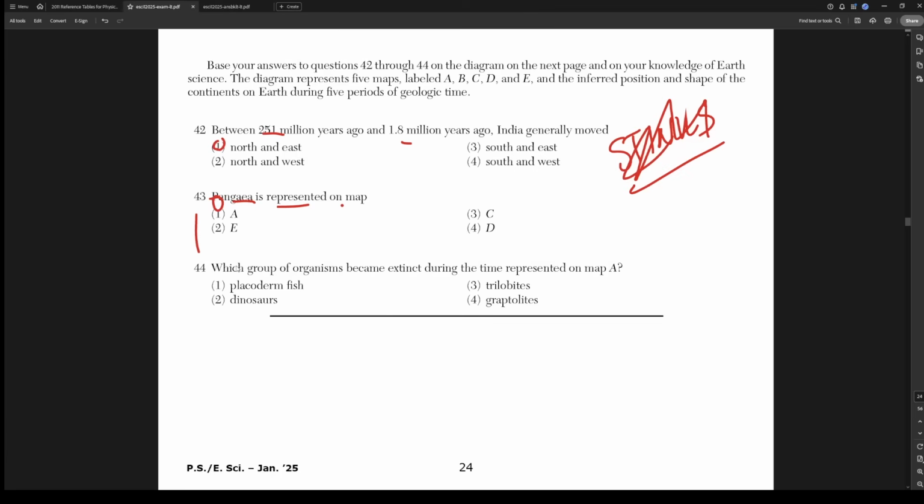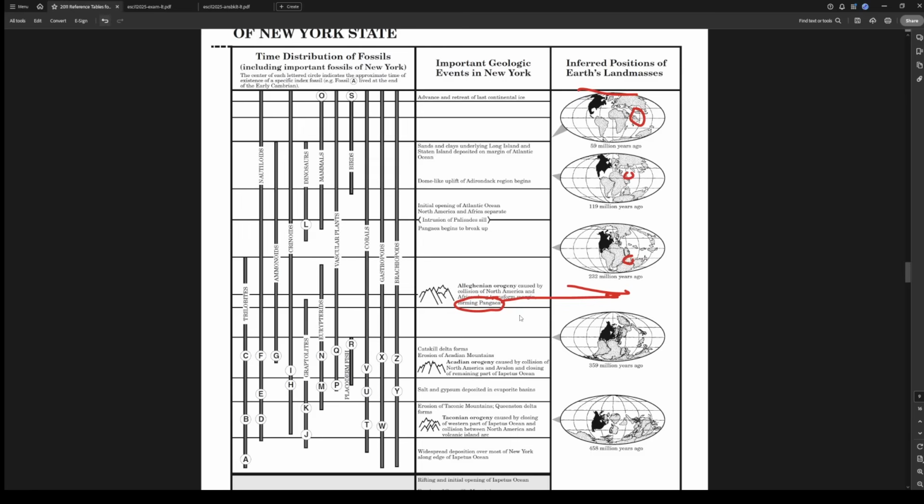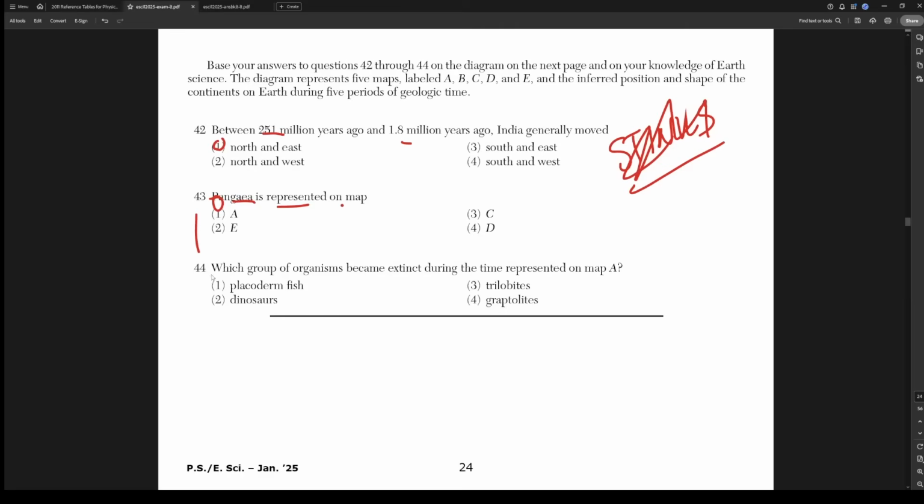Which group of organisms became extinct during the time represented on map A? So extinct at 251. So we're going to look here. Which bar here ended? So it looks like right here is the end of the graptolites. Rest in peace, graptolites. 4.